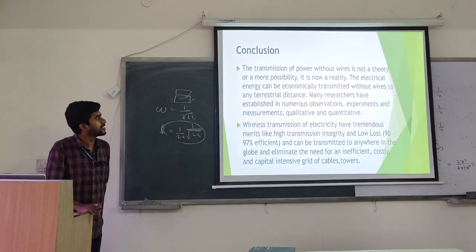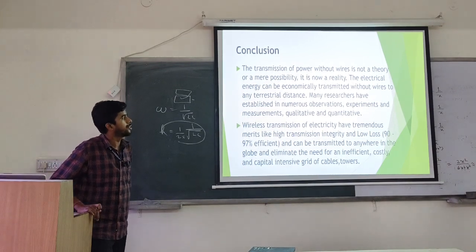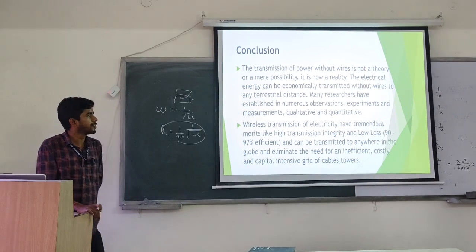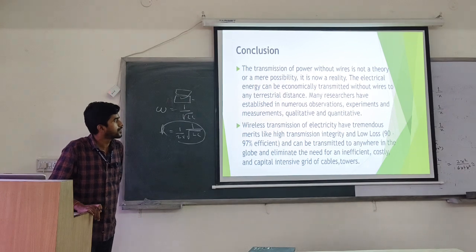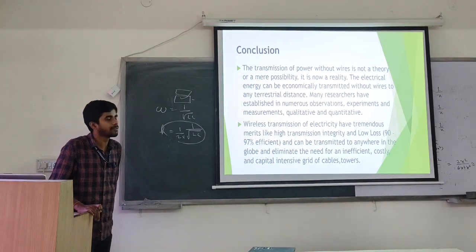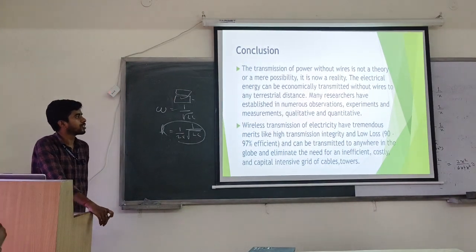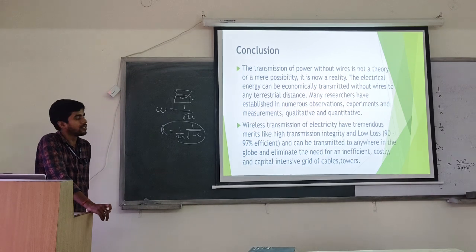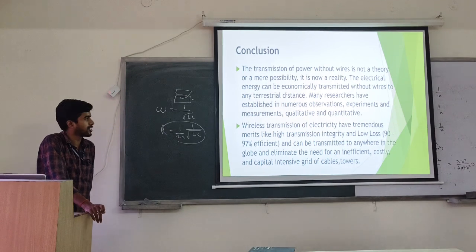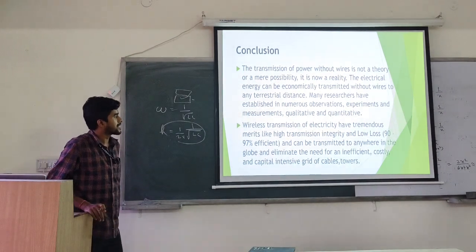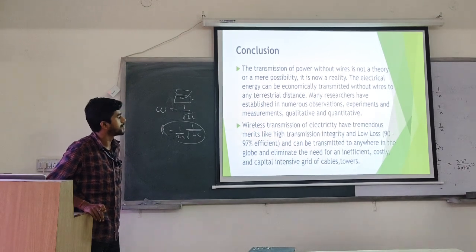Many researchers have established this in numerous observational experiments and measurements, qualitative and quantitative. The wireless transmission of electricity has tremendous merits, like transmission with low loss, about 90 to 97% efficiency. I am telling this before, right? In this case the power loss is very much less, but in our traditional method, the power loss is very much, only 30 to 40% efficient. It can be transmitted anywhere in the globe and eliminates the need of an inefficient, costly, and capital intensive grid of networks.